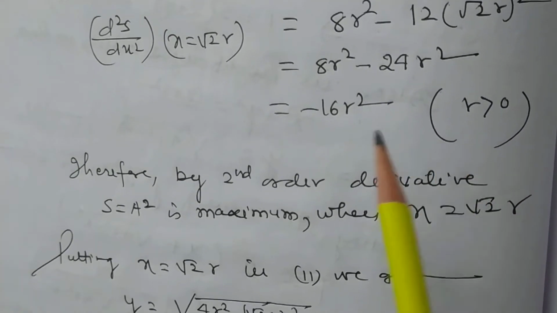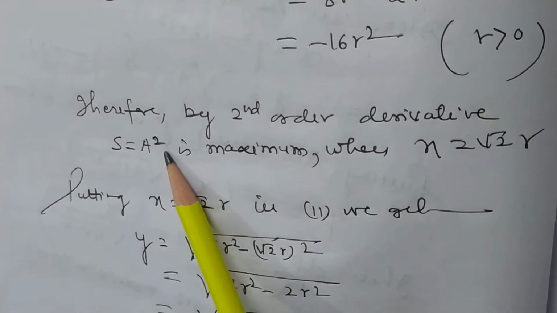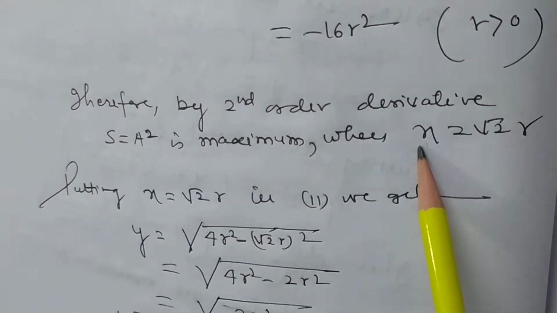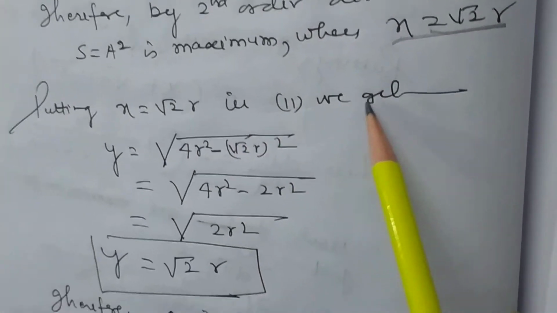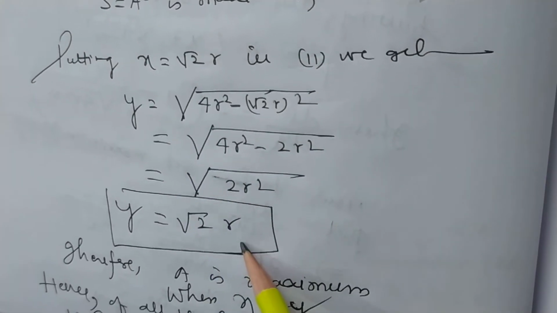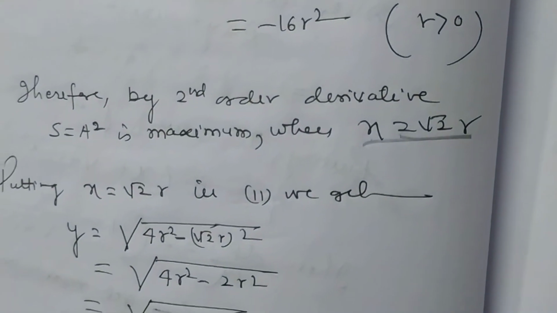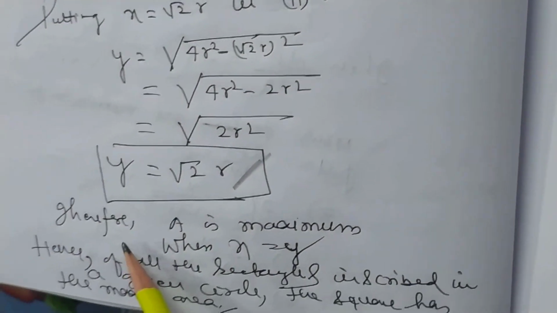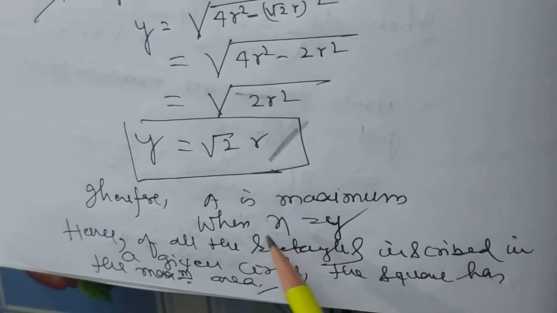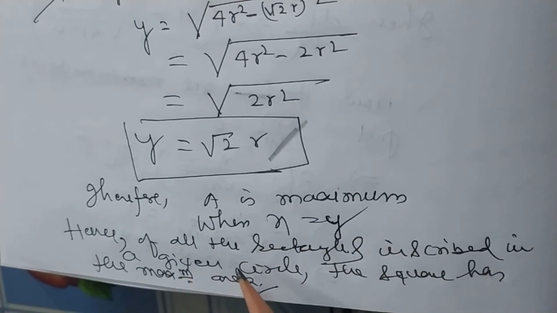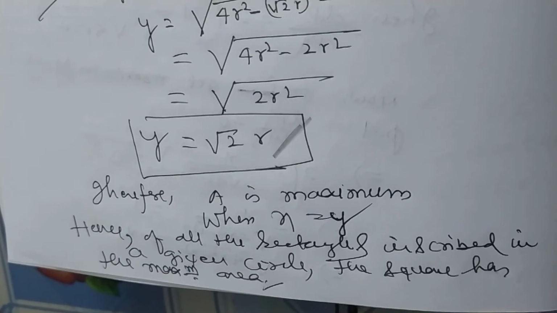So what do you observe? Therefore, by the second order derivative test, S equal to A square is maximum when x is equal to root 2 r. Putting x equal to root 2 r in the second equation, we get y is also root 2 r. Thus, by this alternative method, we have shown that A is maximum when x is equal to y. Hence, of all rectangles inscribed in a given circle, the square has the maximum area.